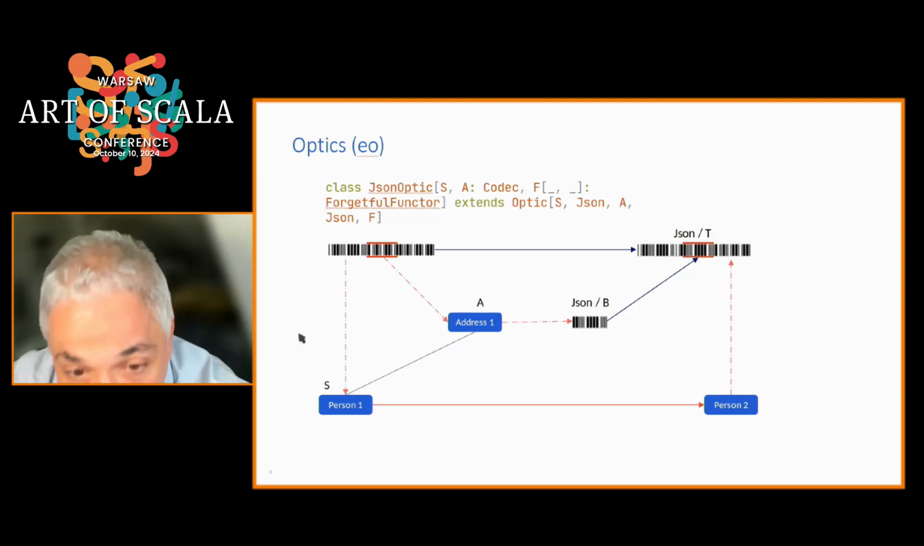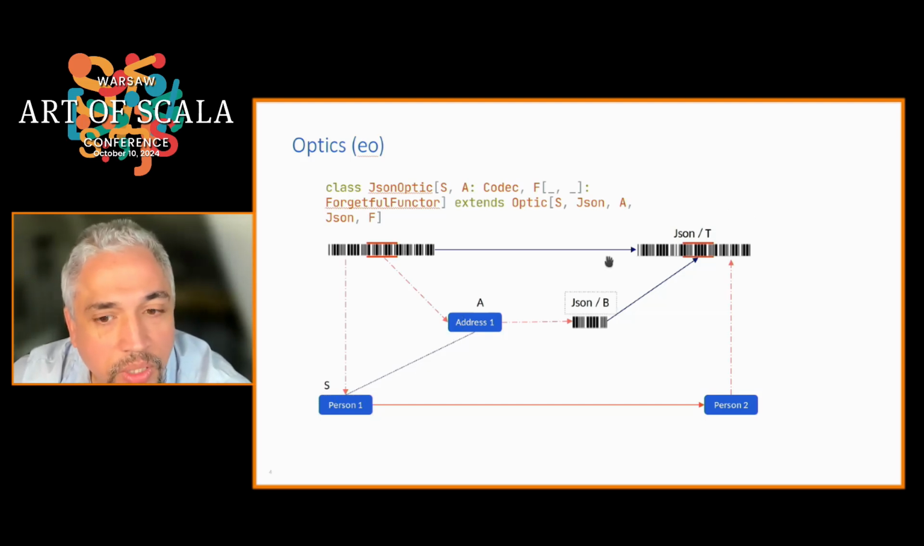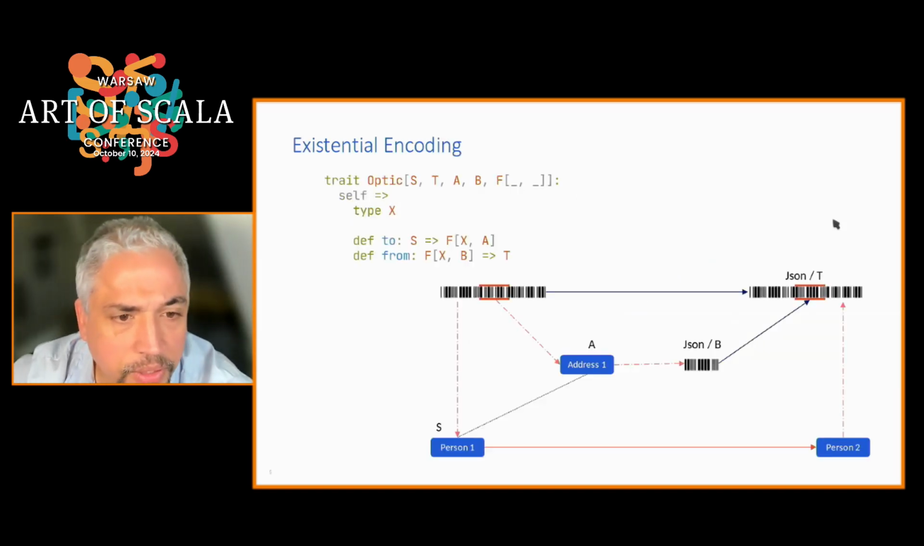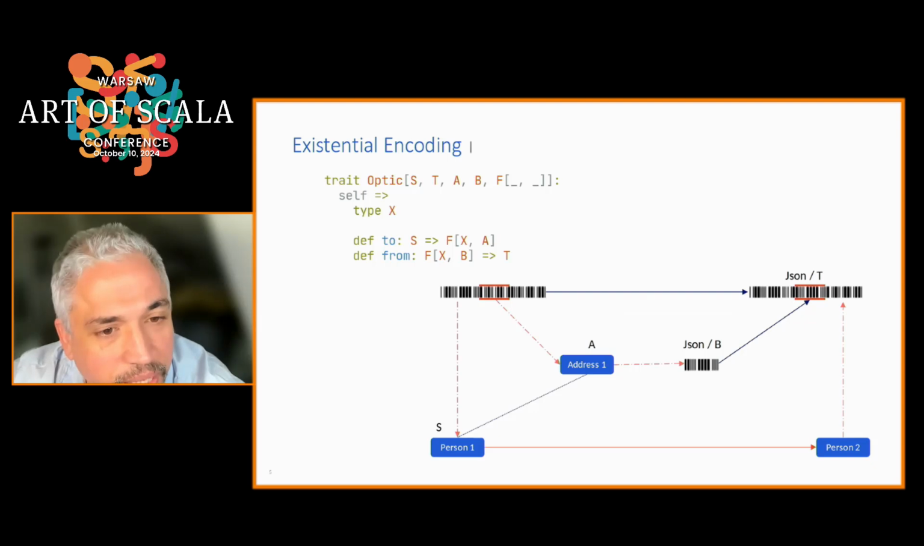So maybe we can track changes between S and A in such a way that we write the code this way, we write our business logic within this realm, and we get the compiler or our system to actually make the changes in this realm entirely, right? So we're going to use a different encoding of optics to do this. We're going to use the existential encoding, right?